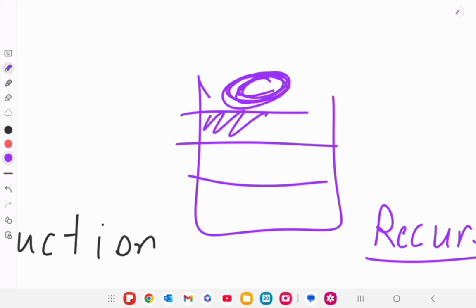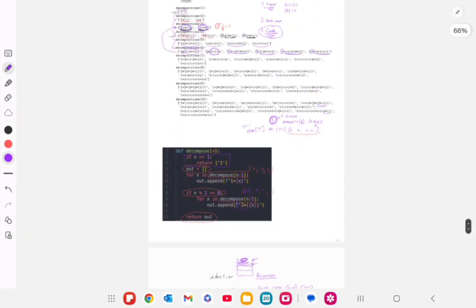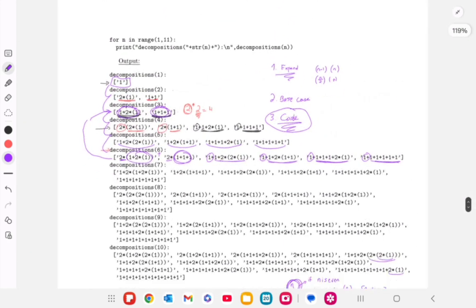You just care about this part. Assume this is true and prove this, and you're done. This is induction. This is recursion. This is all of it. This is how easy it is, right?